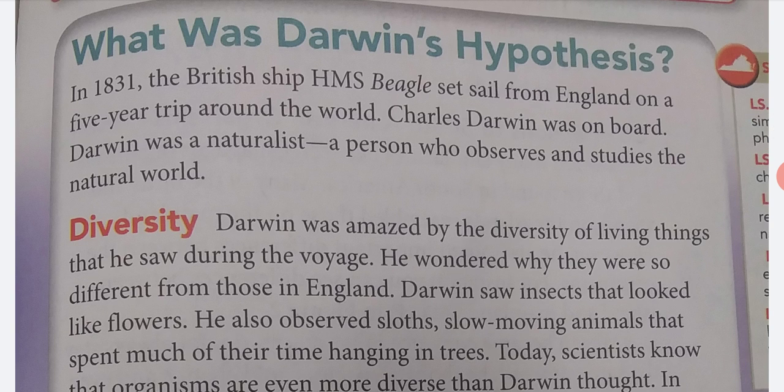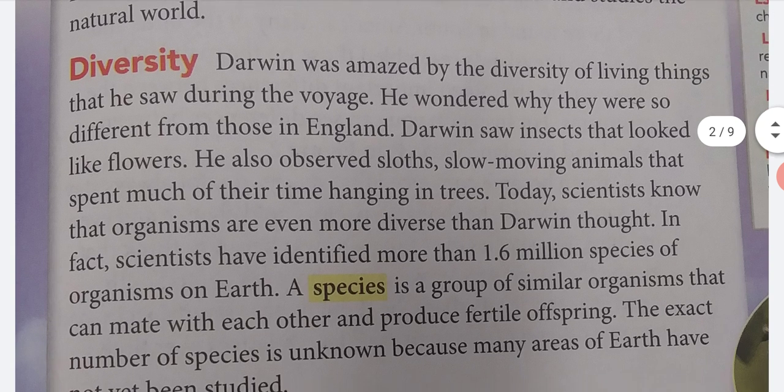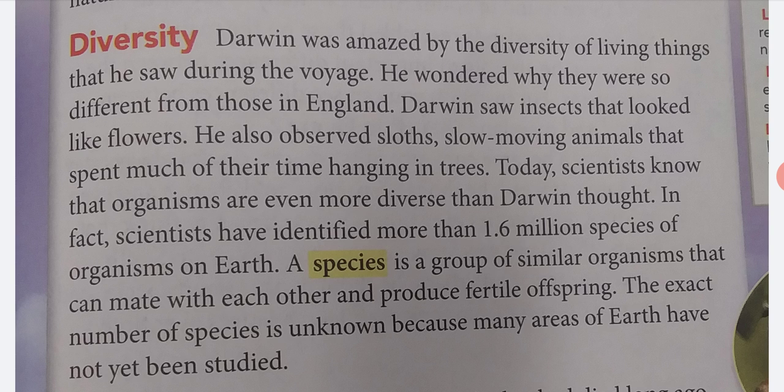What was Darwin's hypothesis? In 1831, the British ship HMS Beagle set sail from England on a 5-year trip around the world. Charles Darwin was on board. Darwin was a naturalist, a person who observes and studies the natural world. Diversity. Darwin was amazed by the diversity of living things that he saw during the voyage. He wondered why they were so different from those in England.